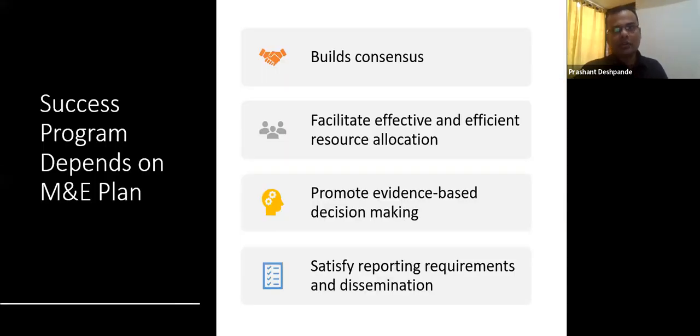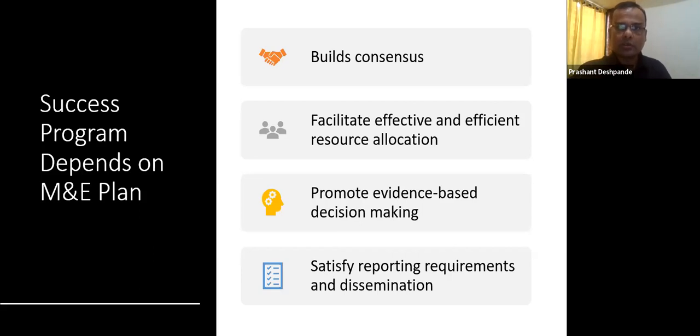Now, what are the benefits of this M&E plan? The success of the program depends on the M&E plan, because the M&E plan is a document which builds consensus among stakeholders. It is not developed by one organization. As an organization, if you are developing an M&E plan, you have to consult with your donors. Obviously, they will be giving the template, and for receiving funds you will have to talk with them. But apart from funders or donors, you can talk with the community leaders. We can involve health officials or the Ministry of Health, our government counterparts.